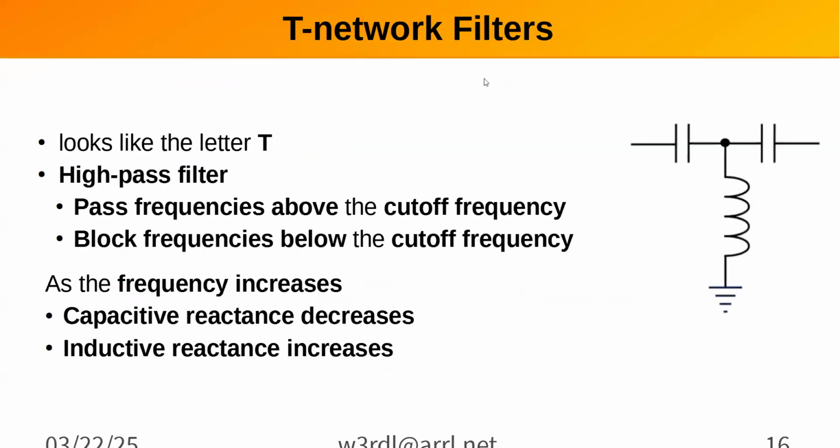Okay, a T network looks like the letter T. That's what I call a T network. It's normally in that configuration going to be a high pass filter, because at low frequencies, these capacitors in series are basically blocking the signal. So it doesn't conduct until you get up to where this L and C combination is equal as far as reactance.